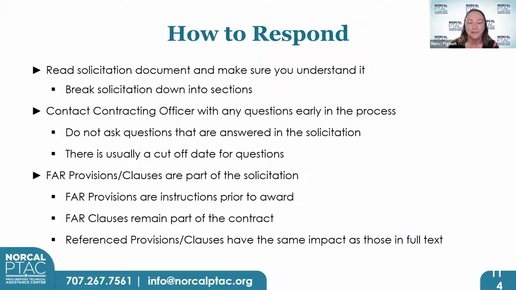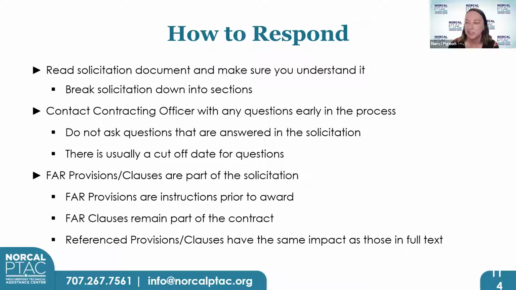And to save space within the solicitation, provisions and clauses may only be referenced instead of including the full text. Any referenced provisions or clauses have the same impact as the full text. And you should look up any provision or clause that is referenced to make sure you understand it. And then over time, as you begin to answer the solicitations and review them, you'll become accustomed to the standard provisions and clauses that are included in solicitations and contracts.